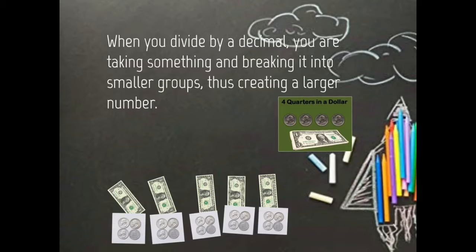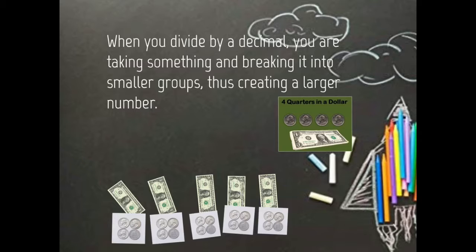Let's start by looking at what it means to divide by a decimal. When you're dividing by a decimal, you're taking something and breaking it into smaller groups, which is going to create a larger number. Not necessarily a larger amount, but your answer, your quotient, is going to be larger than the dividend that you started with, because you are cutting each piece into smaller groups, thus creating, in a sense, more groups.